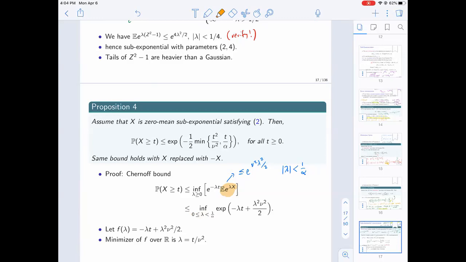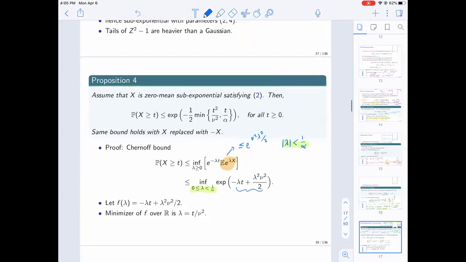Does that make sense? So lambda should be non-negative for the Chernoff bound and also has to be less than 1 over alpha because of that restriction. Now when I want to take the infimum, I can take it inside because the exponential is monotone. So let this be f of lambda. How do you minimize this? How should we minimize that? How do you solve this minimization problem? Anyone?